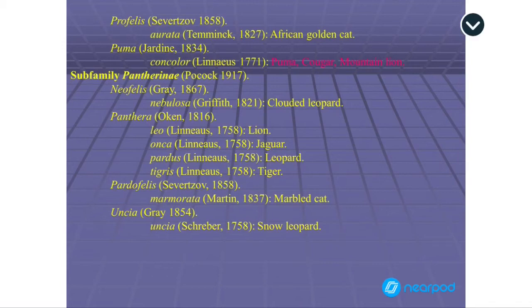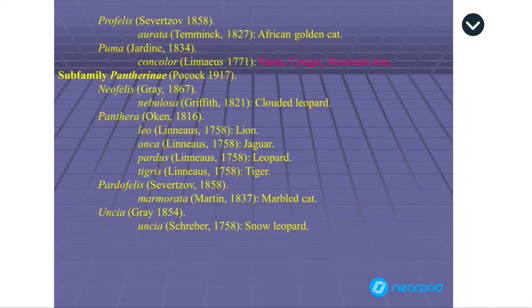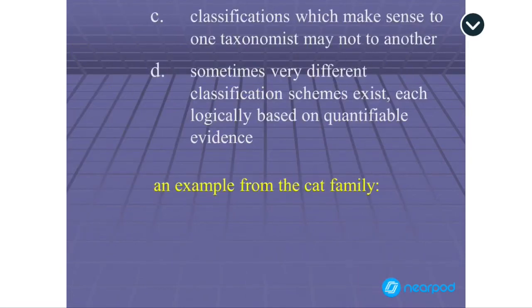And then we have one more subfamily, which are very large cats. And if you look at those are things like clouded leopards, which actually, since I put this in this slideshow, there's another species of clouded leopard since then. And there's lions, jaguars, leopards, tigers, the marbled cat, which is the smallest member of this subfamily, and the snow leopard. And so these are the big cats in a different subfamily. So classifications which make sense to one taxonomist may not to another. Sometimes very different classification schemes exist, each one based on something we can determine, we can detect, we can observe.